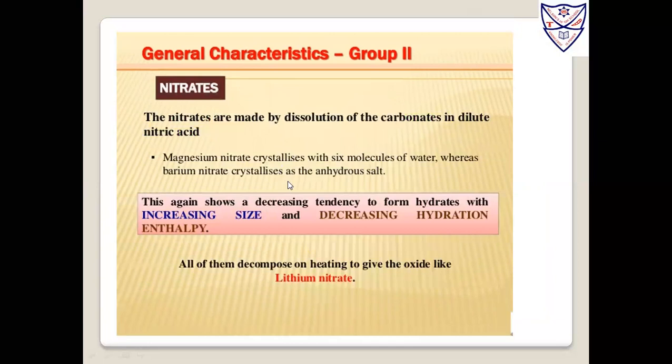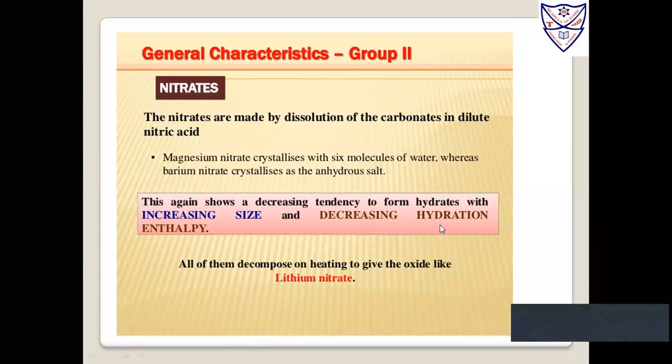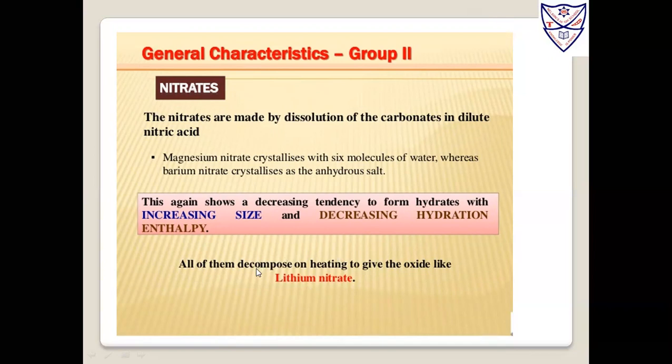And what about the nitrates? Magnesium nitrate crystallizes with 6 molecules of water, whereas barium nitrate crystallizes as an anhydrous salt. Anhydrous means no water is there. So this again shows the decreasing tendency to form hydrates with increasing size and decreasing hydration enthalpy. All of them decompose on heating to give the oxides, like lithium nitrate, LiNO3.